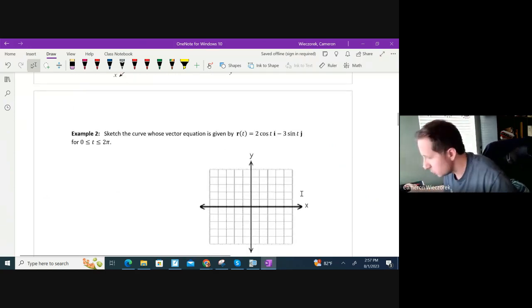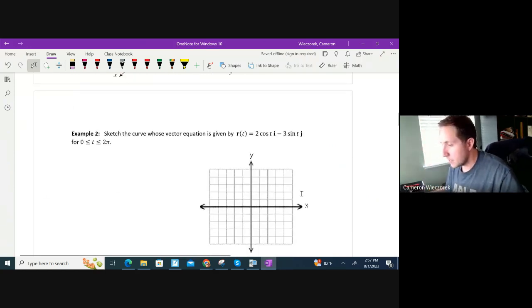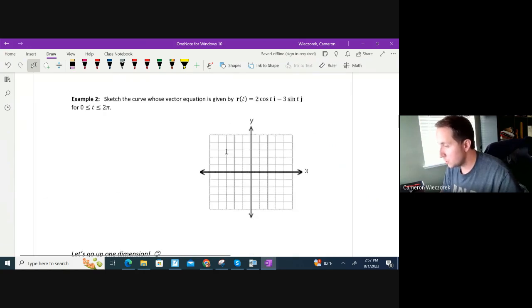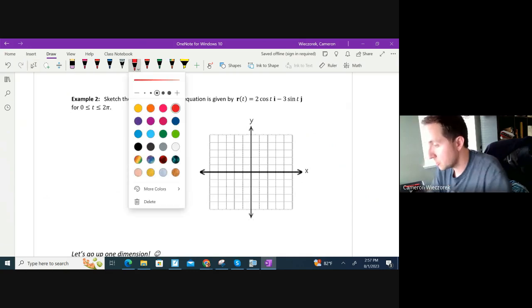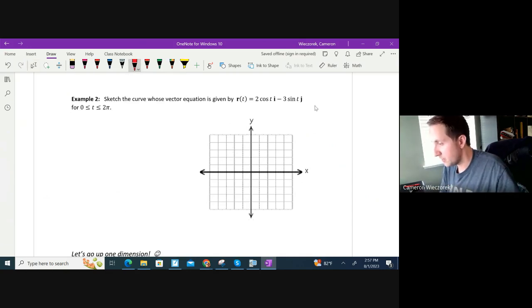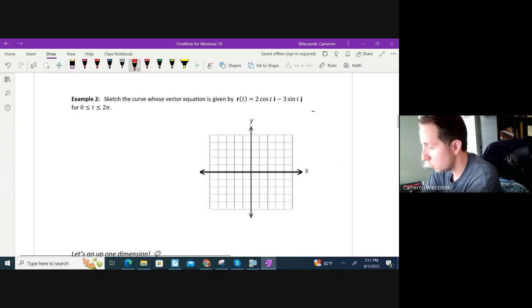Okay, let's do a plane curve to start with here. Let's sketch the curve whose vector equation is given by r of t equals 2 cosine t i minus 3 sine t j. So no z component for this one. So we're just looking at the xy plane from 0 to 2 pi. And this is your typical parametric equations that you would have looked at in pre-calc or last year in Calc 1, Calc 2.